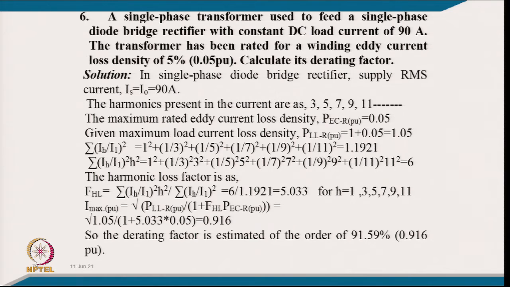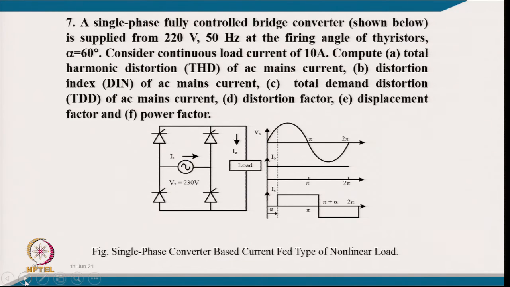that is under root PLL R per unit divided by 1 plus FHL, by which it is supposed to be derated, PEC R per unit, and if you put the value, it comes 0.916. So, the derating factor is estimated to be of the order of 91.59% or 0.916 per unit. It means, if such a current is flowing into the transformer, then you are derating the transformer by around 8.4%.